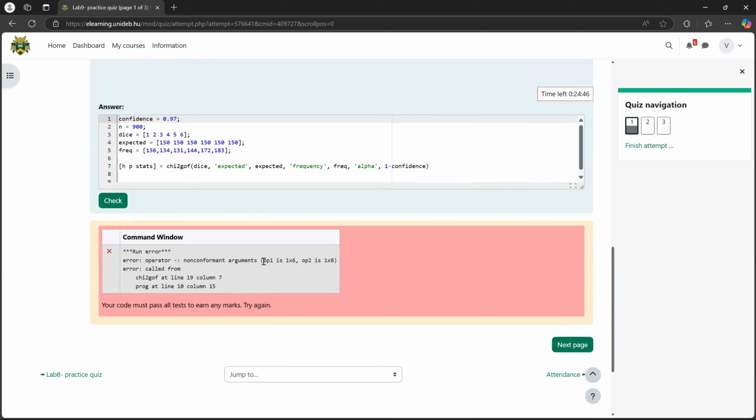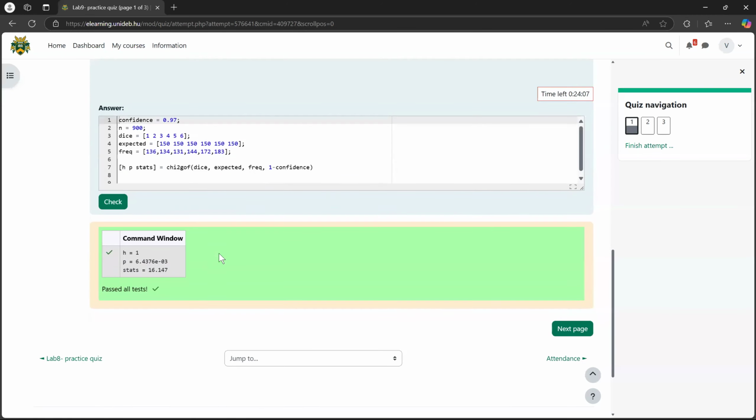It says operator 1, the first argument is 1 by 6, 1, 2, 3, 4, 5, 6. The second argument is 1 by 8, which means see this expected, 1, 2, 3, 4, 5, 6, 7, 8. So it's taking this string as an argument. The problem is it expects only 3 arguments. It doesn't want this marker, so you just have to pass in expected without declaring it, the frequency, and just give it the alpha. That's all you have to do. Now it works.